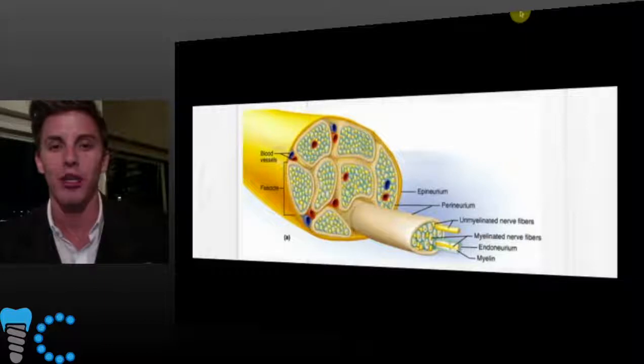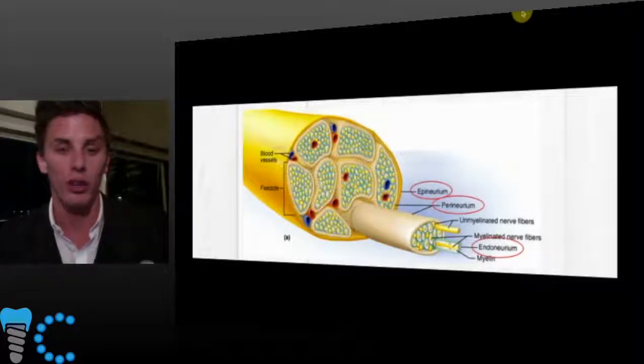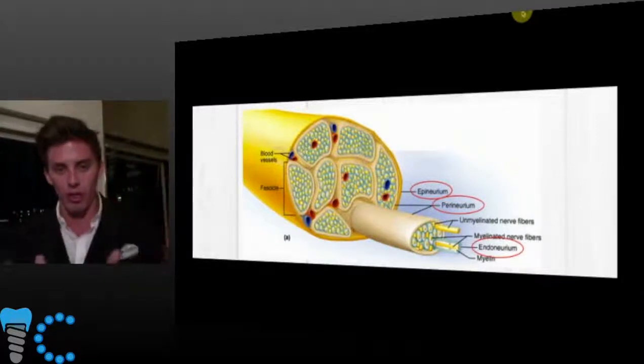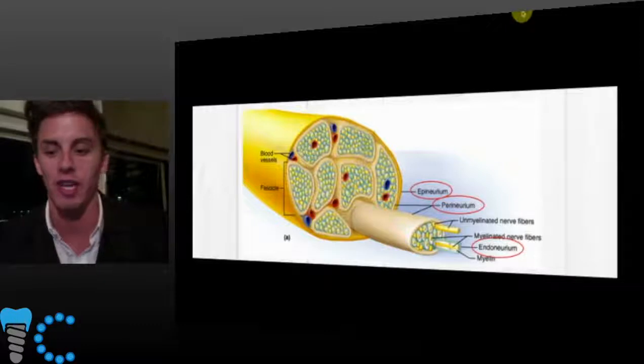A little bit about nerve anatomy. There are 3 layers that we use for nerve injury. So we have the epineurium, which is the outer coating. We have the perineurium, and then the endoneurium.